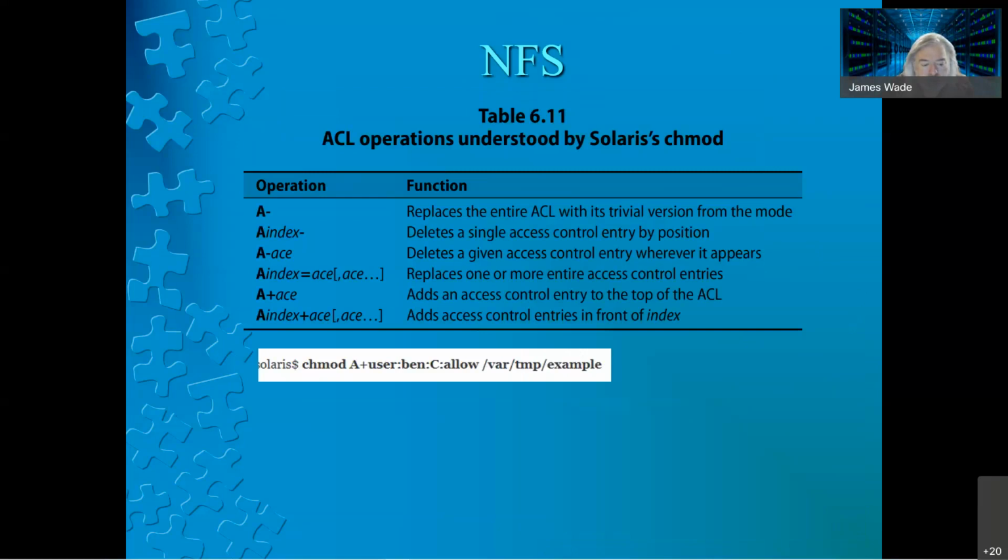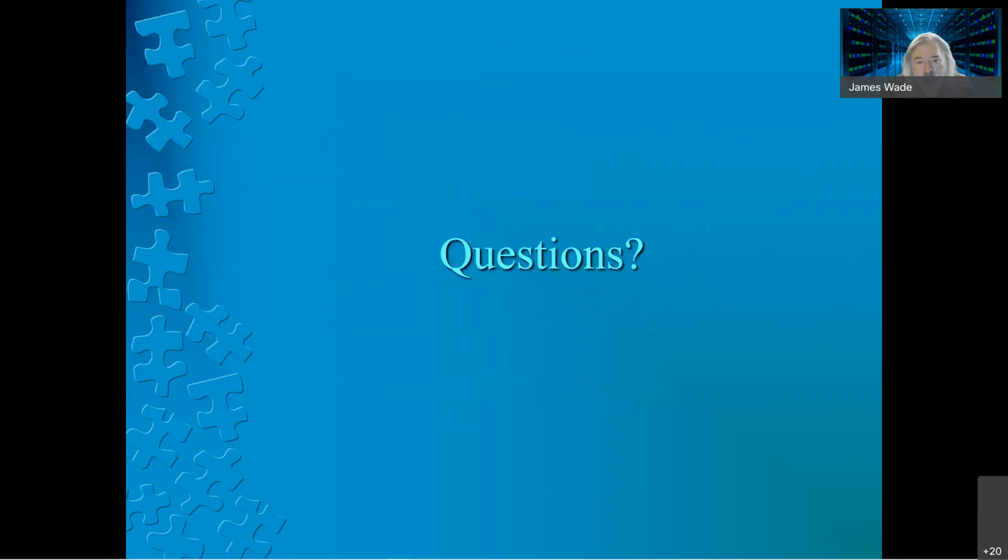And then this one just lists the change mod on a Solaris. One of the other things is here we're doing replacing. This is actually adding an access control for user and Ben, and we're basically saying allow access to var example. And that's it for permissioning.